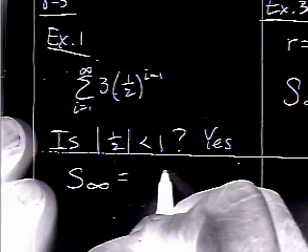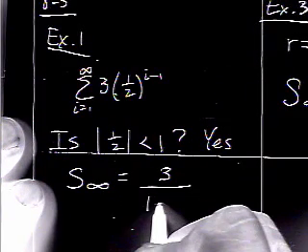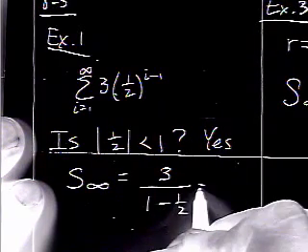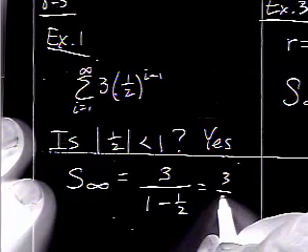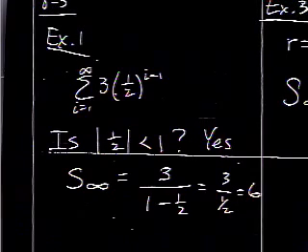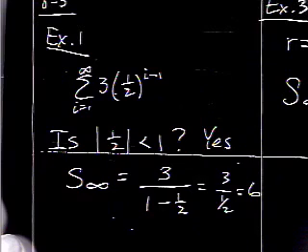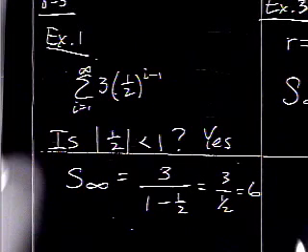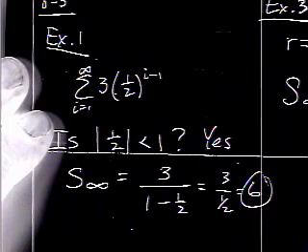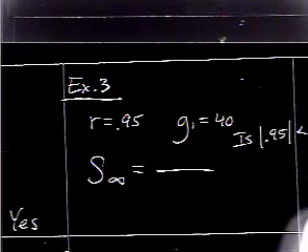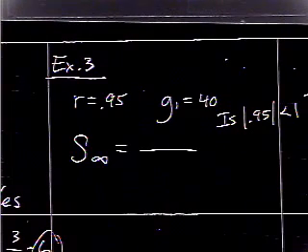So the first term is indeed 3 over 1 minus r. So we can find out that 3 divided by 1/2 is 6. So that is the sum. Yes, we're talking about adding up an infinite number of values. Yes, it's approaching 6. But that's what the formula says. Example 2 is kind of a weird one, so I'm going to skip that one.